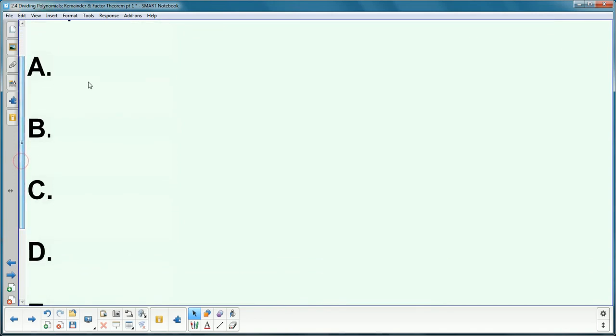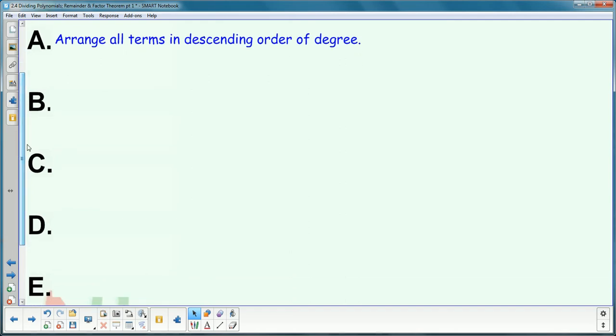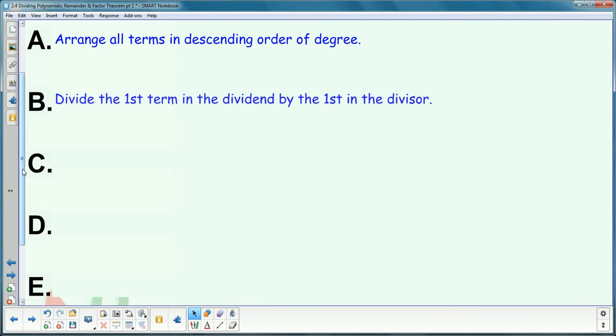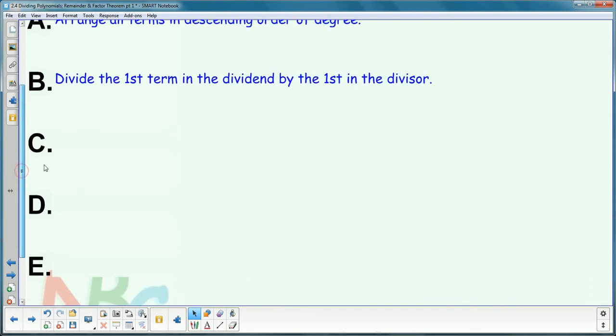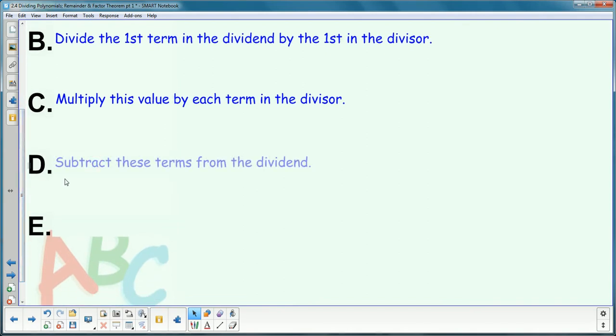For our steps, we need to start by arranging all terms in descending order of degree, so that means your highest exponent first, and then moving your way down by 1 degree each time. After you do that, you divide your first term in the dividend by the first term in the divisor. This number is what we place on top of our division symbol, and we multiply each term in the divisor by that number. Then we subtract these terms. A key part here where we tend to make some silly mistakes is that we need to remember we're actually going to do subtraction here.